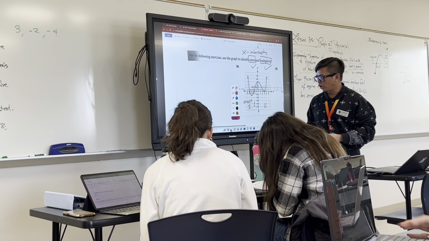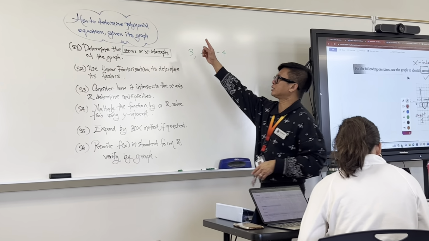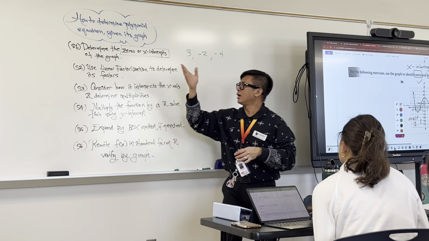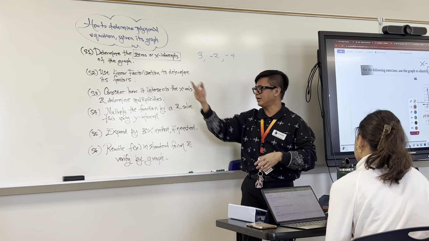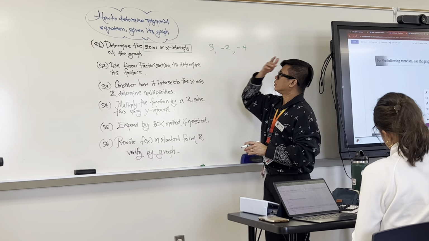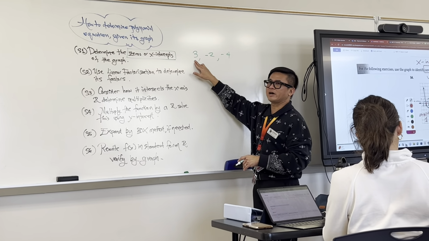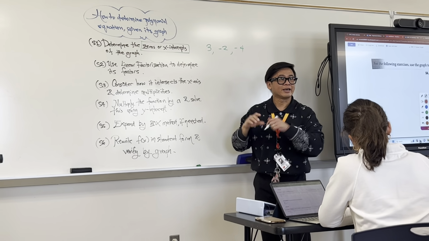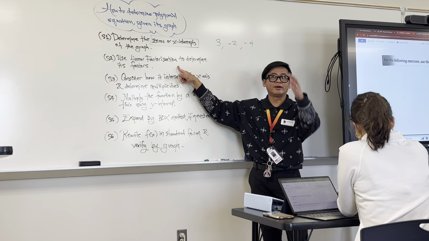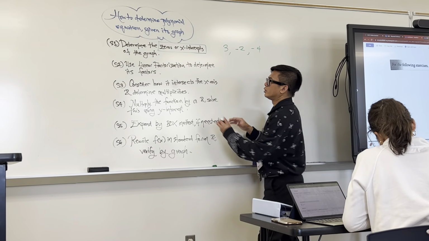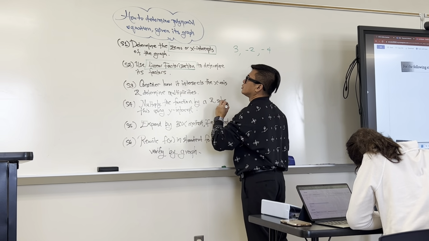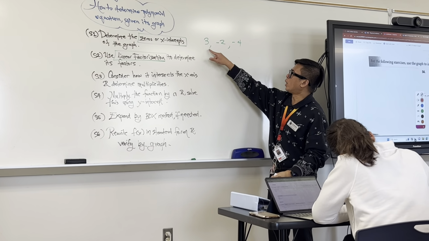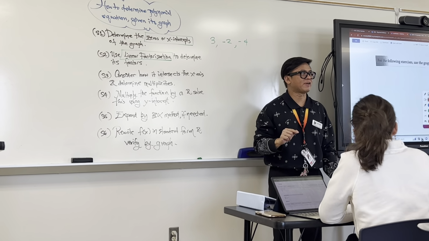But again, our goal for today, in addition to that, is how to determine the polynomial equation given its graph. Let's read the first step. Aiden, go ahead. Determine the zeros or x-intercepts of the graph. Thank you. And we have identified those at 3, at -2, and at -4. Good? Okay. Step number 2, what do we do then? All right, Reagan. Use linear factorization to determine its factors. And again, according to our linear factorization theorem, what are we going to do with the zeros or x-intercepts to get its factors?